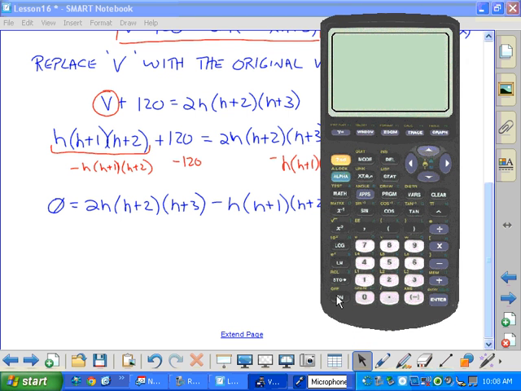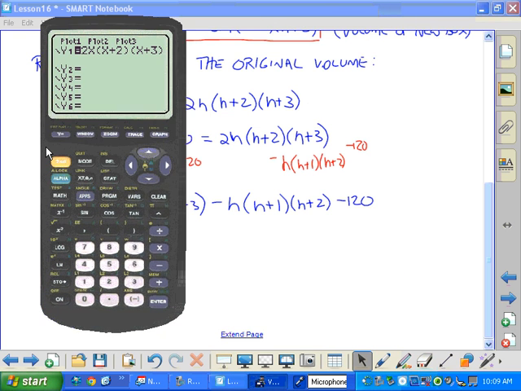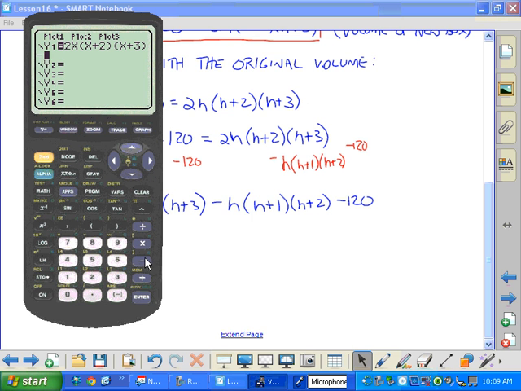So bringing up my calculator, telling it to turn on, because it's not actually on batteries. I'm going to enter in the equation. Now, my h's have to become x's, so I'm going to enter it in exactly as I have it written. So 2x(x + 2)(x + 3) minus x(x + 1)(x + 2) minus 120. So the calculator will handle that exact equation.